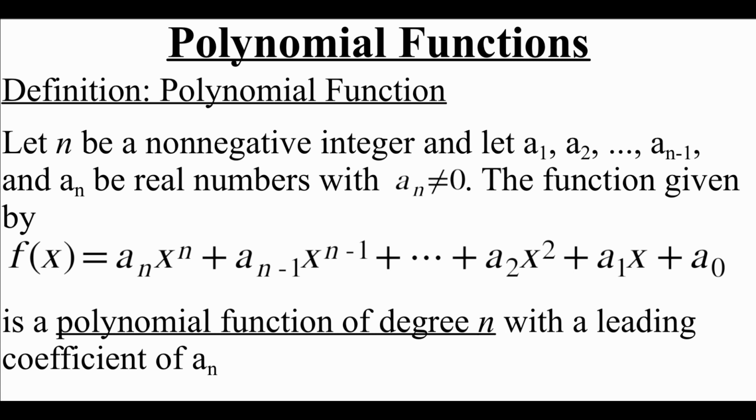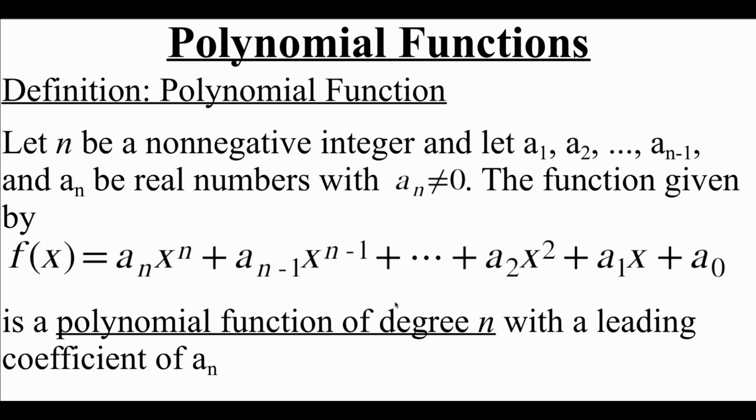So what we're going to do is let n be a non-negative integer, and then we're going to let a1, a2, all the way up to a sub n minus 1 and a sub n be some real numbers. But we need to make sure that our a sub n value is not 0. Now it's going to give us this big, long, general-looking polynomial. And it looks confusing because there's not any actual numbers in there.